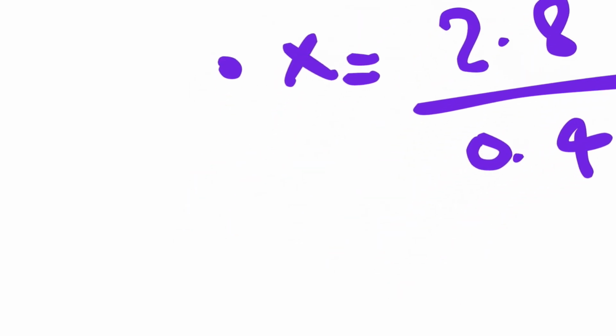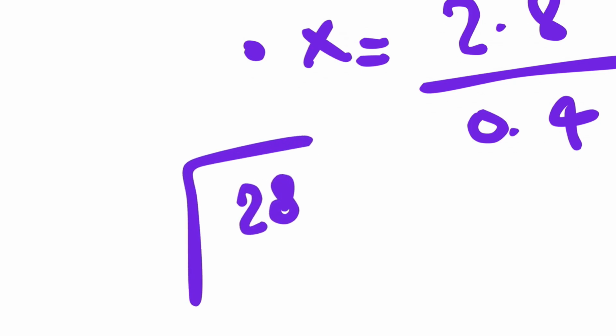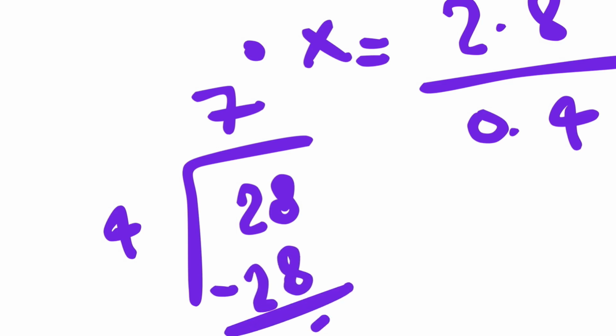So now let's do the normal type of division. I'm changing their decimal places, right, as you can see. So I can fit exactly 7 4's in 28. 7 times 4, 28. Subtraction, and 7 is our answer.